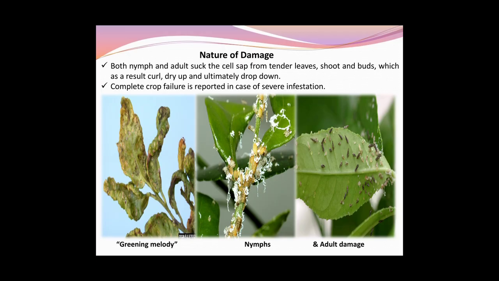So in this image, the first image we see the greening malady disease, then nymphs, and the last one is the adult damage to the leaves. So this is the nature of damage of this pest.